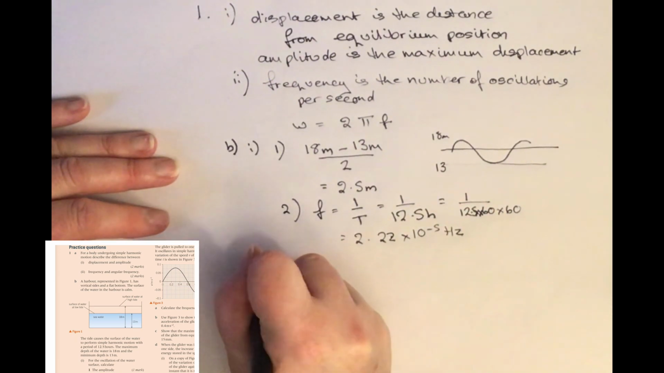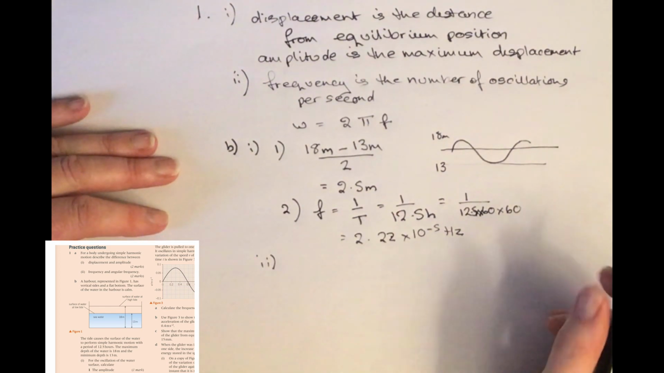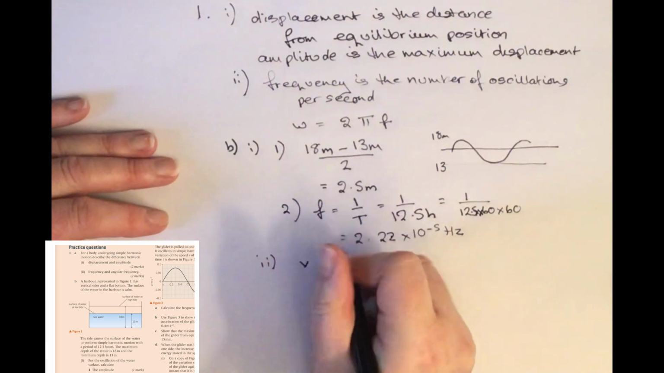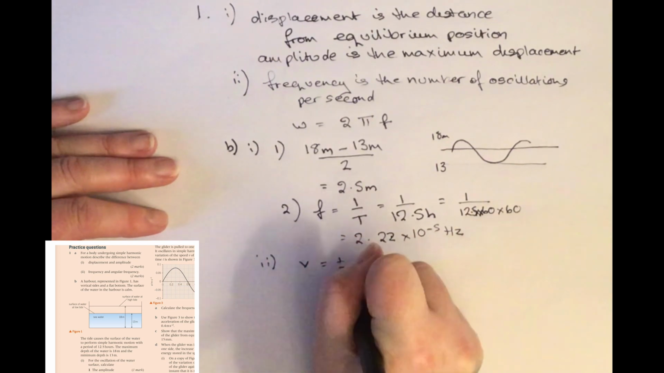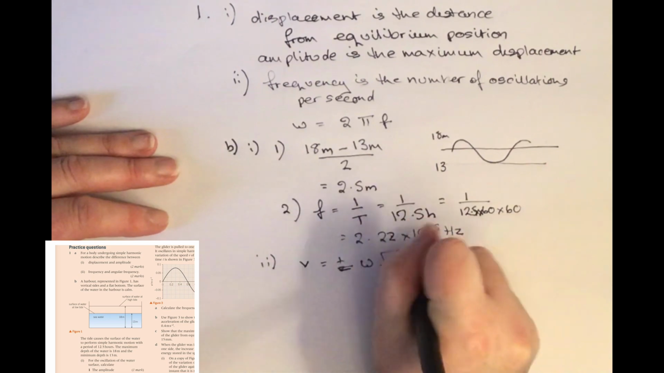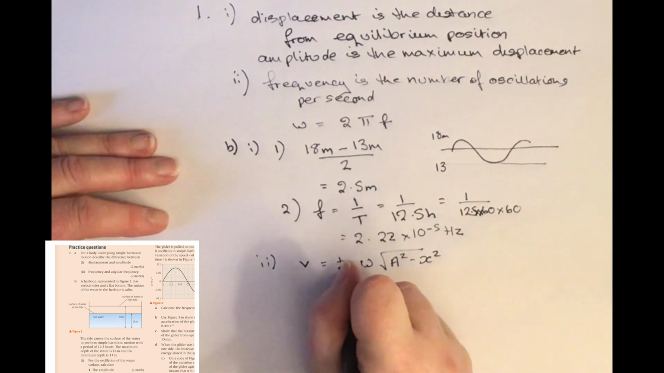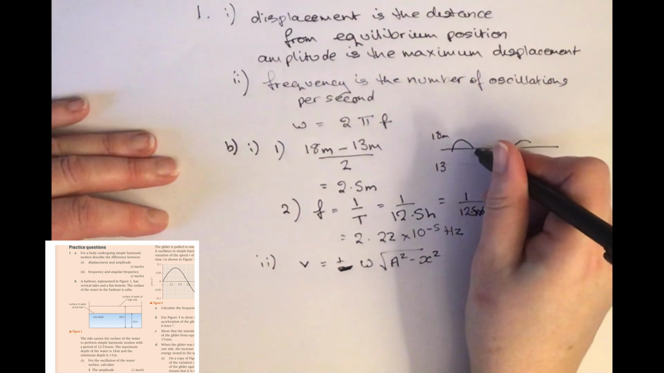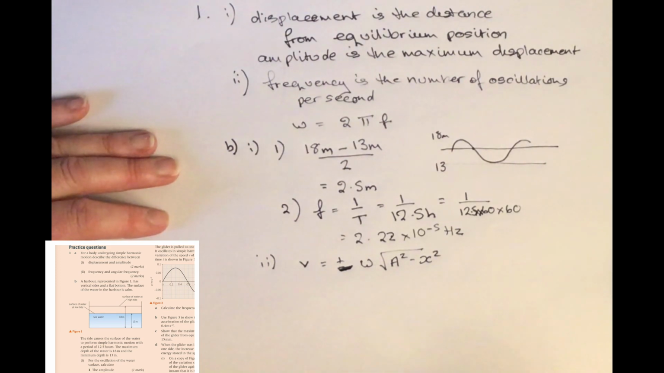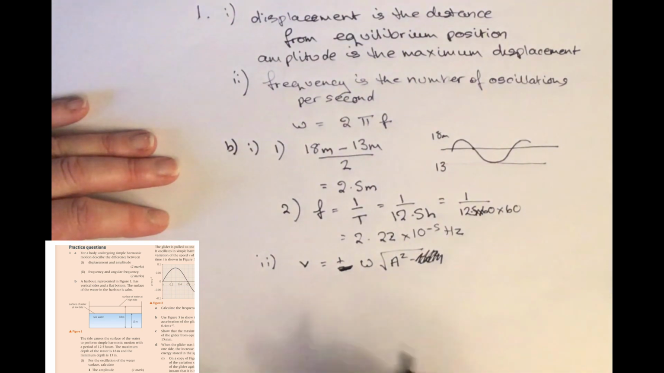The second part asks you to go on and use some of these values. So first of all, it asks you to calculate the maximum vertical speed of the water. And we know that the equation is that v is equal to plus or minus omega root a squared minus x squared. And we also know that the maximum value is going to be when the displacement is 0, when it's going through its equilibrium position. So that is when x is equal to 0.